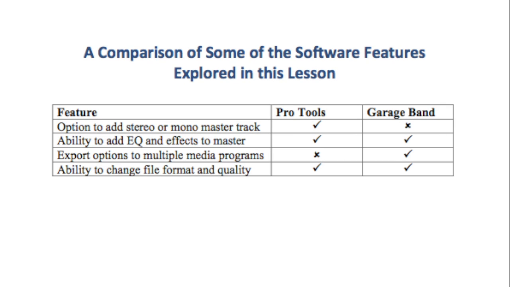Now let's look at some of the similarities and differences. Pro Tools offers you the option to add a stereo or a mono master track, whereas GarageBand defaults to a stereo master track. Both programs offer you the ability to add EQ and other effects to the master track. GarageBand offers you multiple options for export, such as exporting to QuickTime or exporting to SoundCloud. Pro Tools only offers you the option to export to disk or to QuickTime. Both programs allow you to change the file format and quality, but Pro Tools has a few more options.